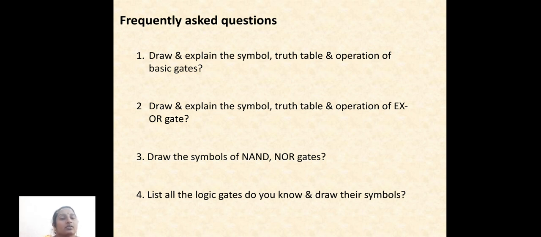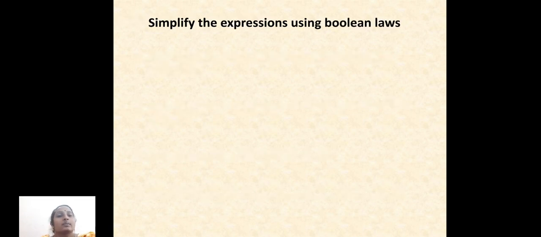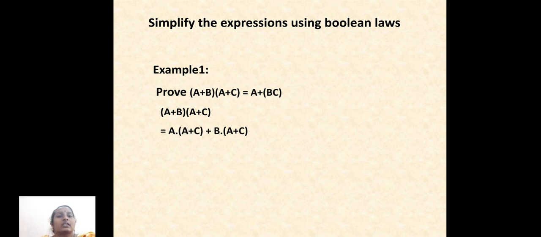In the third question they are asking about NAND and NOR gates. Combinational gates are so-called universal gates. Next, the fourth question: list all the logic gates and draw the symbols. How many logic gates are there? 3 basic gates, 2 combinational gates, 2 special gates. And these are the expressions.